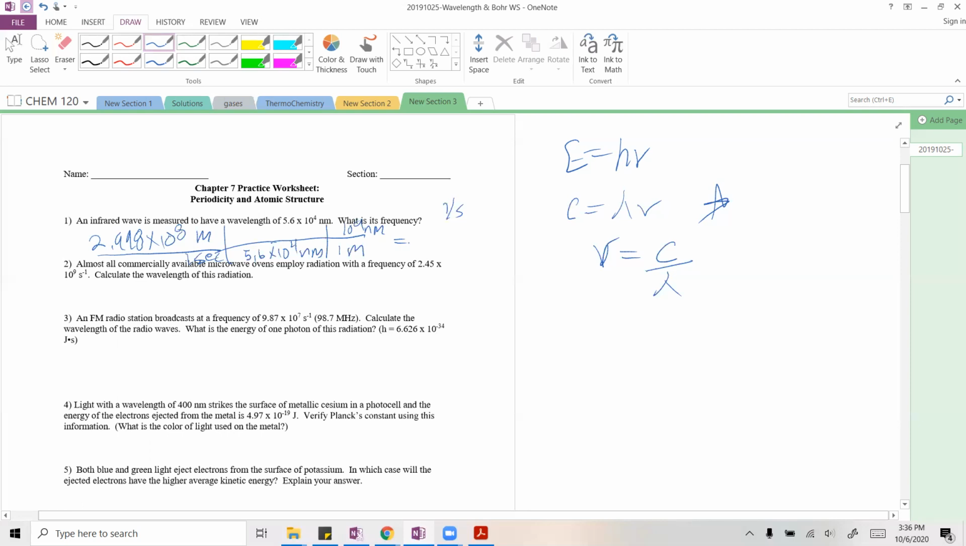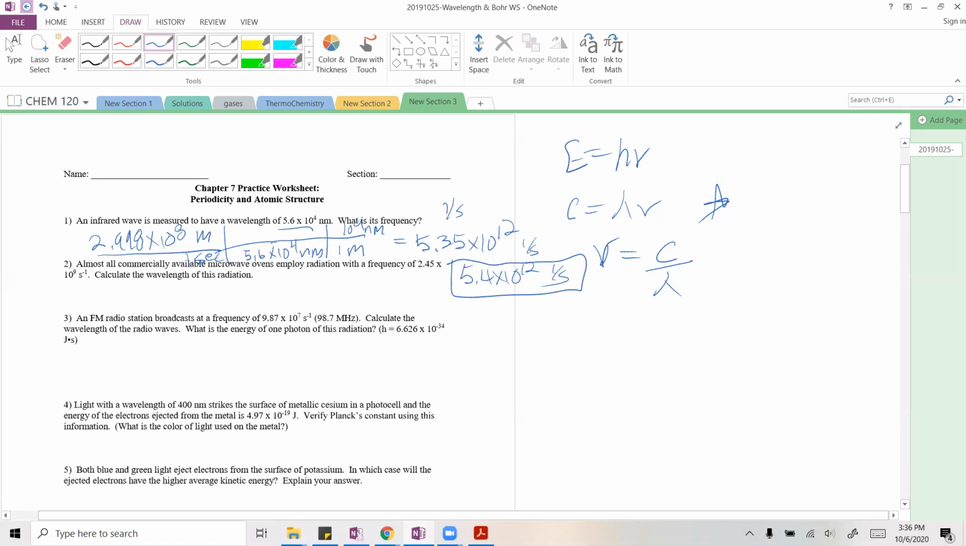And so our frequency becomes 5.35 times 10 to the 12. So that's 1 over seconds. And if we look at our significant figures, then we should have 2, so that becomes 5.4 times 10 to the 12. Okay.